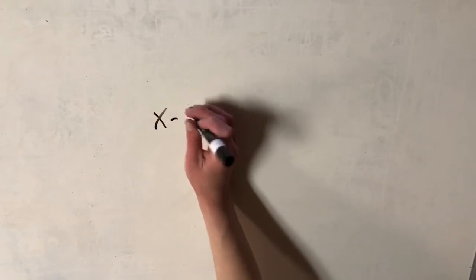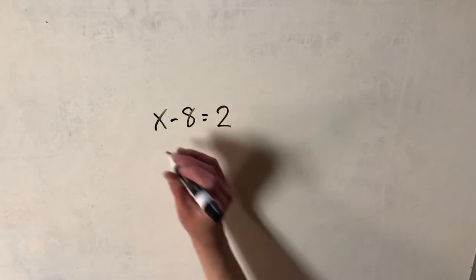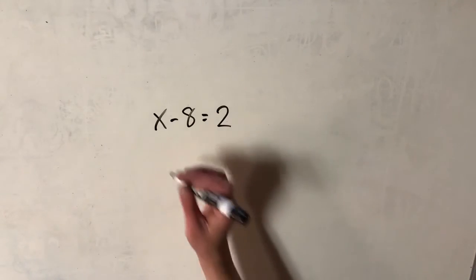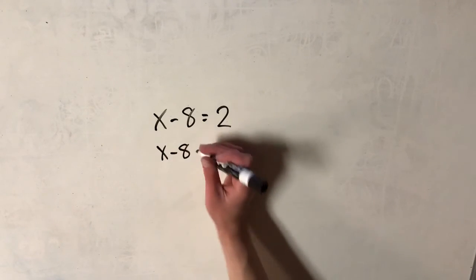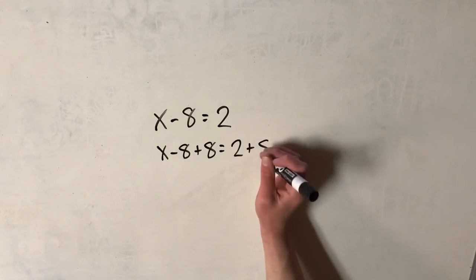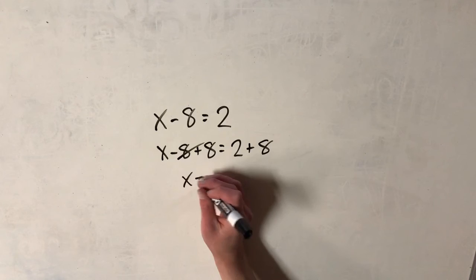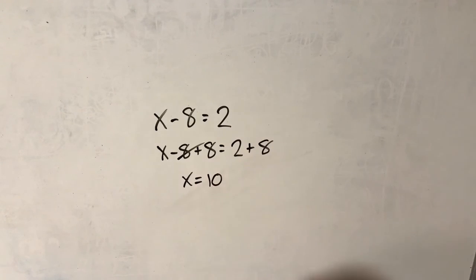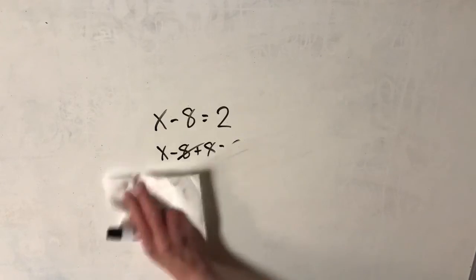X minus 8 equals 2. It's minus 8, so you're going to do the opposite, which is plus 8. So you're going to add 8 to both sides. Those cancel. That's 10. 2 plus 8 is 10. So x equals 10. The last one is a multi-step equation.